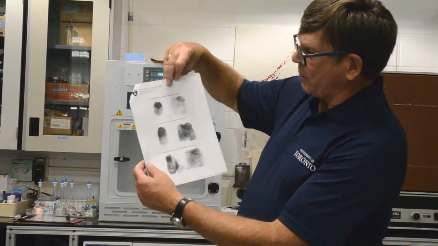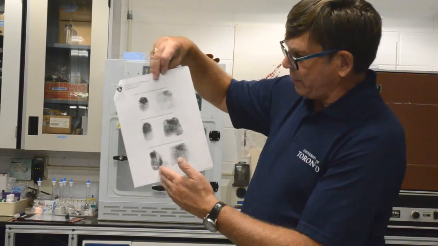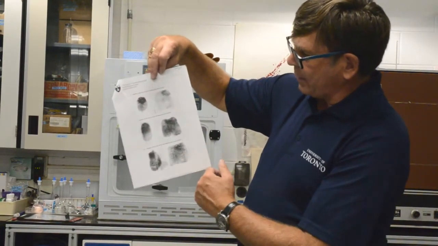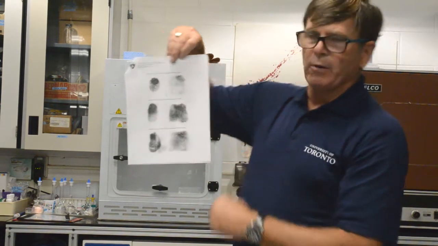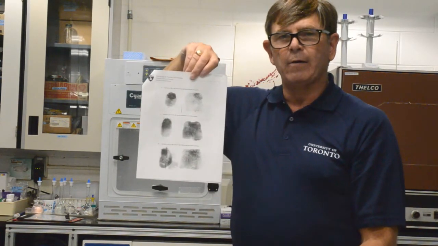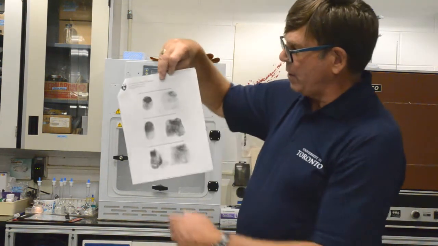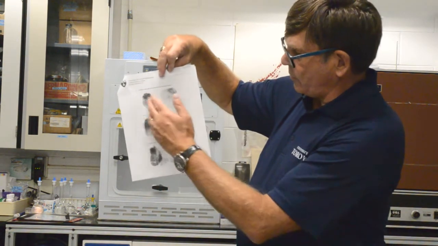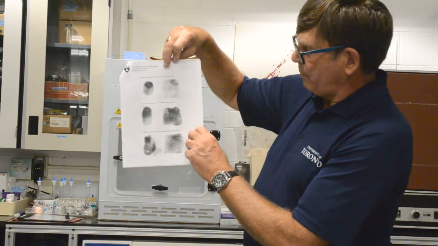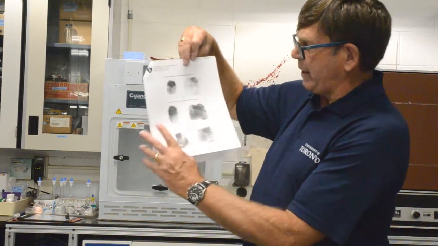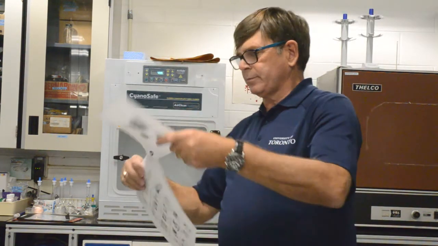On the next page here, we've got some actual crime scene impressions that have been photocopied and placed on here, and it's looking to see whether or not they have originated from the same source or not. So again, different qualities of both the latent impression as well as your exemplar.